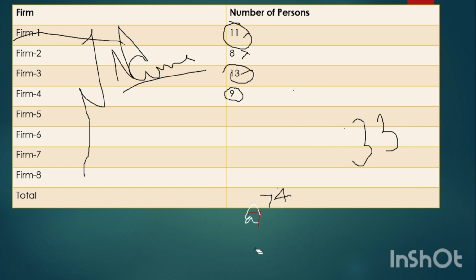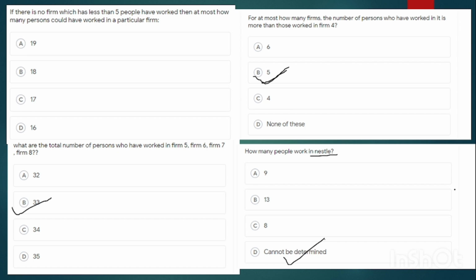Let's say each of firm 5 is having 5 persons. Firm 6 is also having 5 persons. Firm 7 is also having 5 persons. Because I have to maximize the number of persons working in a firm, I have to take all these minimum cases. So how much am I left with? 5 into 3 is 15. I'll subtract 15 from this 33, and I'll be left with what? 18. So 18 is the correct answer to this question.